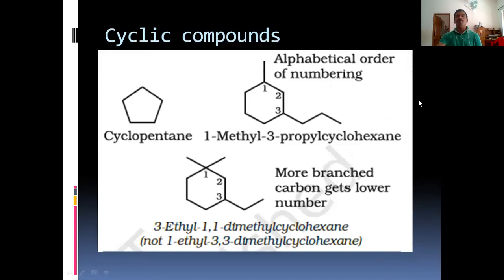Now the nomenclature of cyclic compounds. Here, in this bond line structure, each corner represents a carbon atom. There are a total of 5 carbon atoms. So the word root is pent. Since it is a cyclic compound, you have to add cyclo before the word root, pent. So cyclopent, and since there are only single bonds, you can add ANE: cyclopentane.